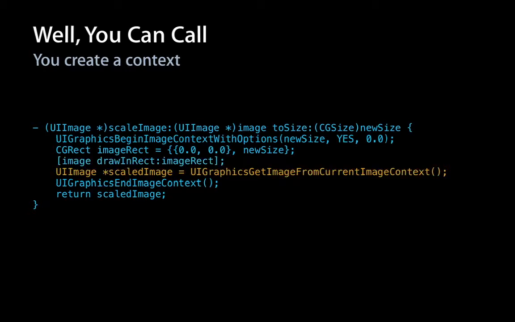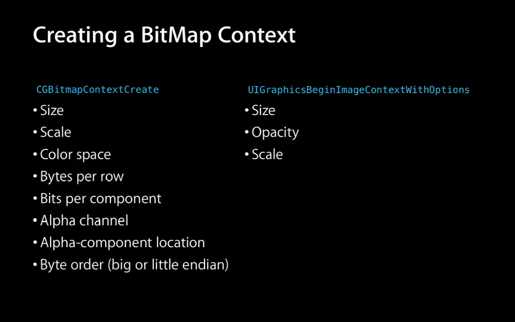Then I can ask the current context, hey, give me the image. Now I have my scaled image, which is what I'm doing in this method. And then I call end image context. Now it's really important that if you begin a context, that you balance that with an end context. Otherwise, you're going to be leaking a lot of memory and causing all sorts of interesting, unexpected behaviors. So make sure you do that.